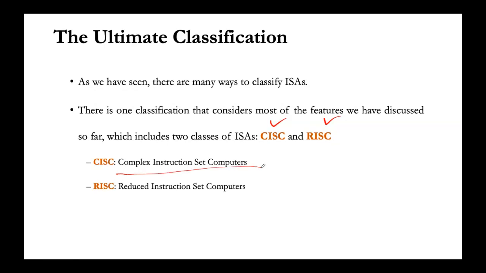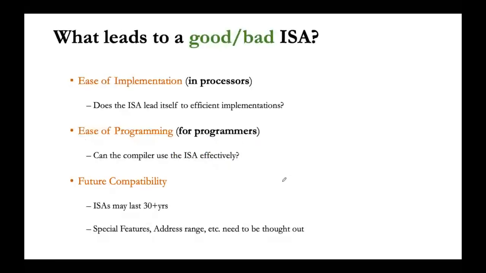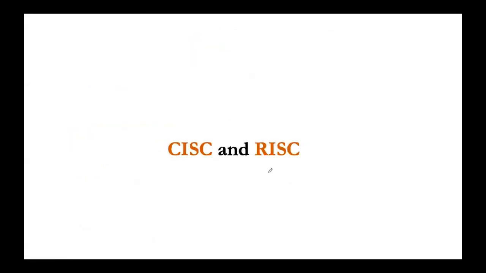CISC uses variable instruction length, whereas RISC uses fixed instruction length. So let us see what is CISC and what is RISC.